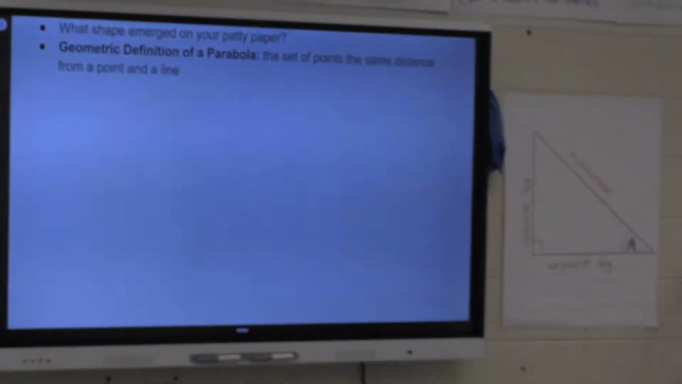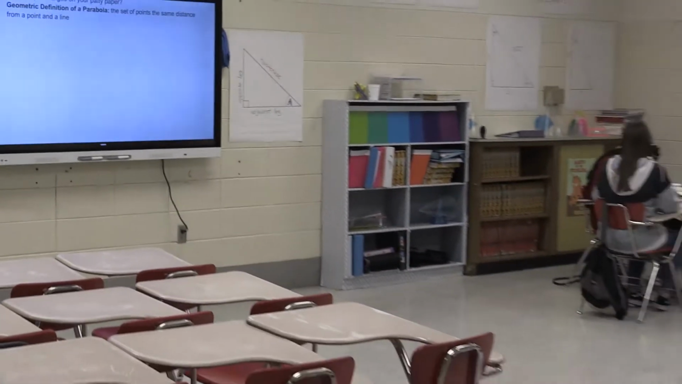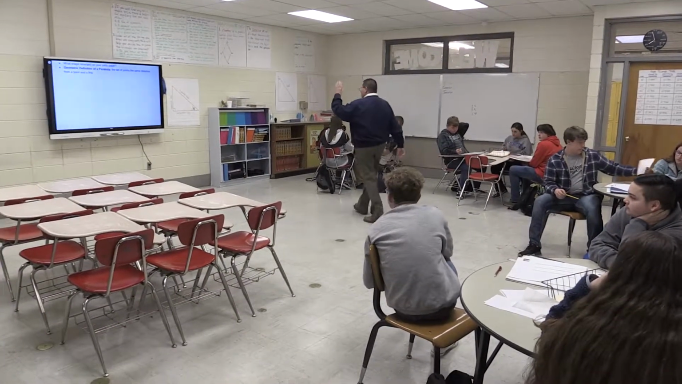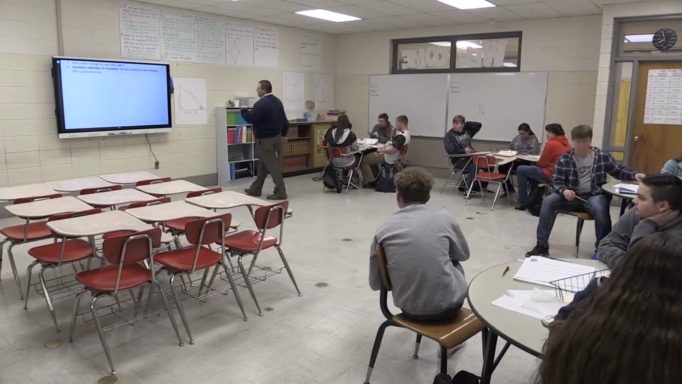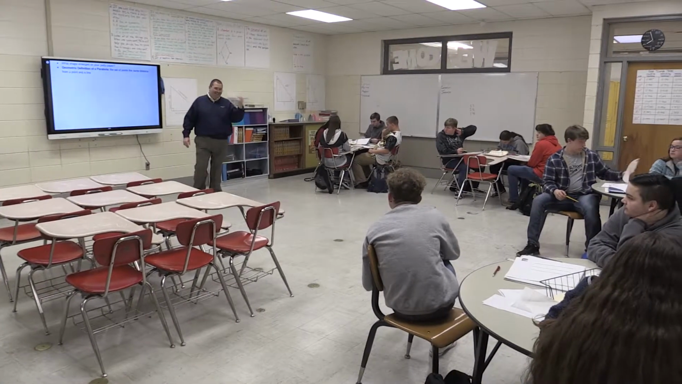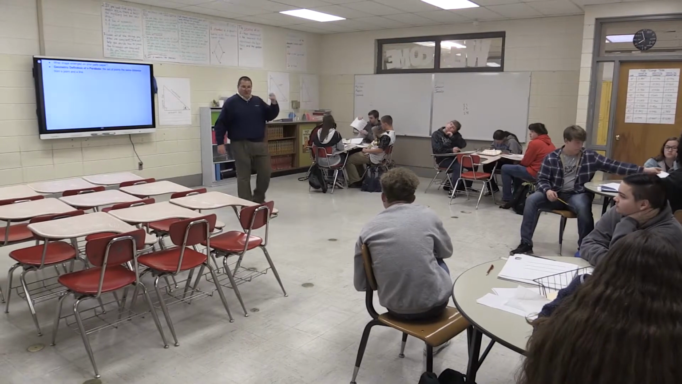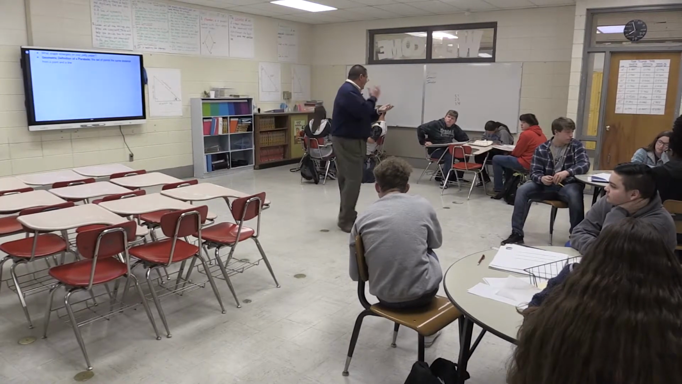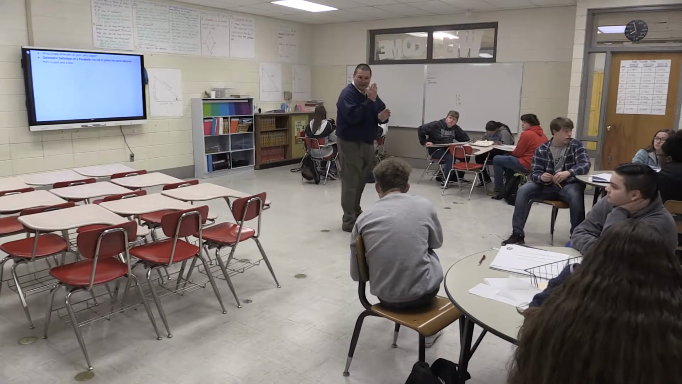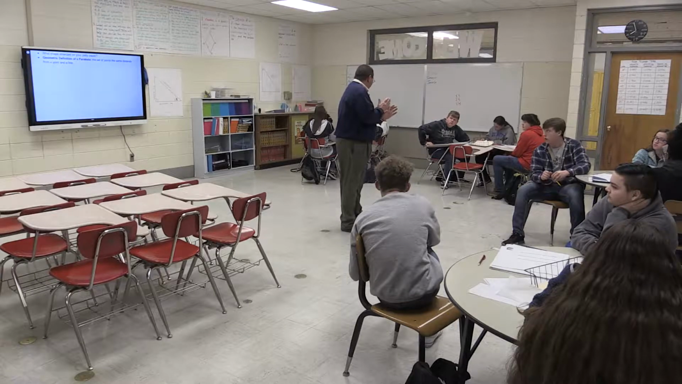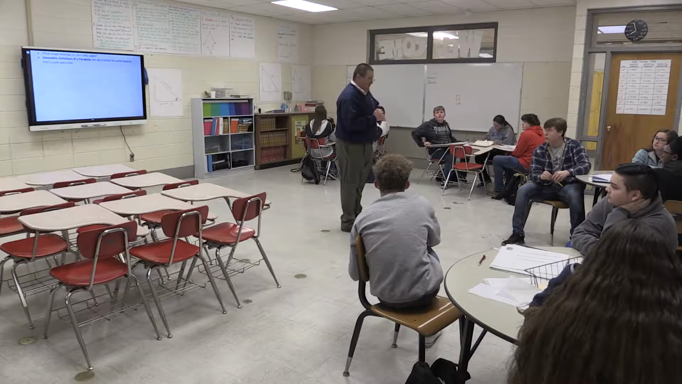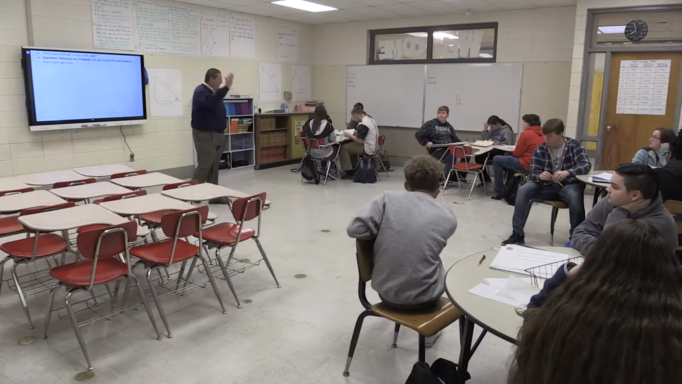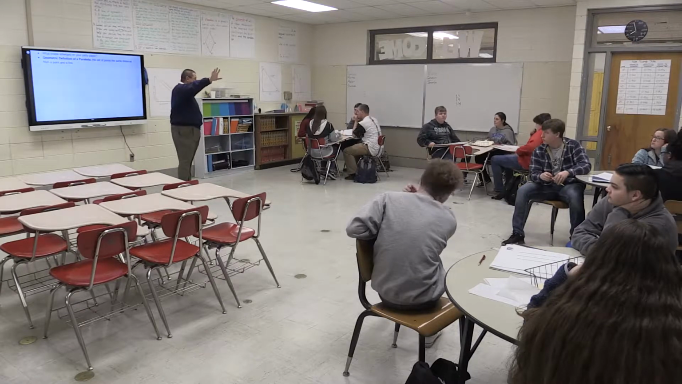So here's the geometric definition of a parabola. Guys, you have it on your handout, so you don't have to worry about copying that down. But the geometric definition is the set of points the same distance from a point and a line. Okay? So yesterday, we found the exact distance between what? Two different points. There you go. So we found the line. We found the bisector between 2 points yesterday.